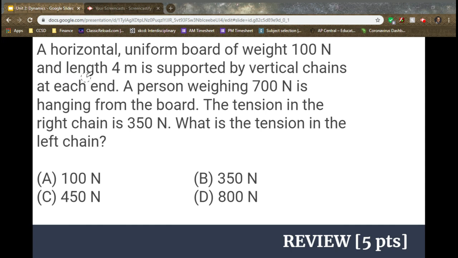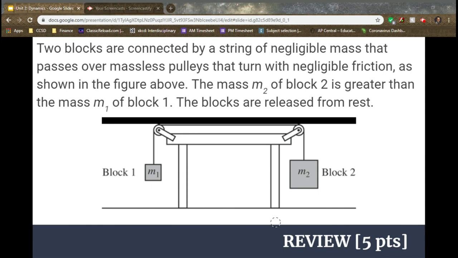Okay, so a horizontal uniform board, length 4 meters, weight of 100 newtons, is supported by vertical chains, one chain at each end, so two chains. A person weighing 700 newtons is hanging from the board. The tension in the right chain is 350 newtons. What is the tension in the left chain? The correct answer is C.